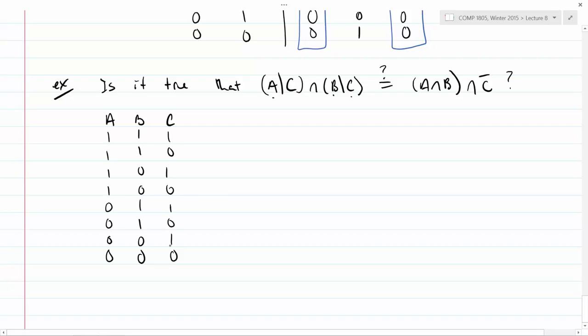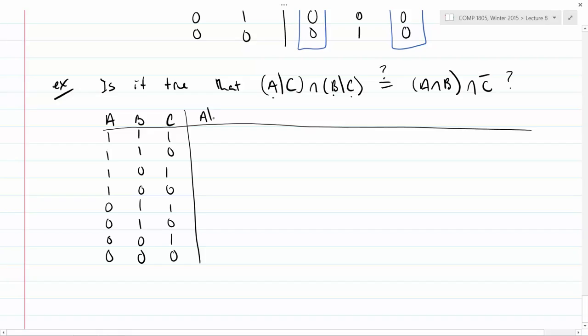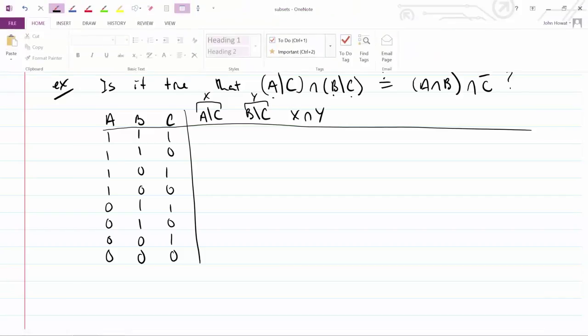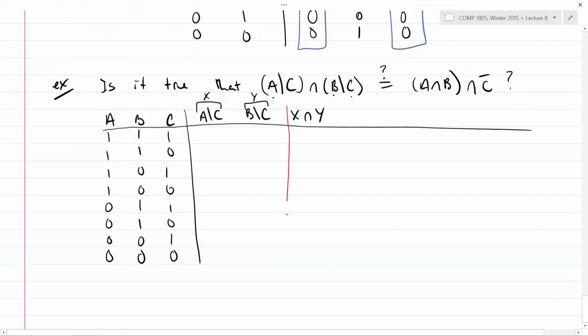And now we keep track of some of these things. So we'll need something for A minus C. We'll need something for B minus C. I'll call this thing X. I'll call that thing Y. So X intersect Y. This is one important column, so I'll mark it off now.